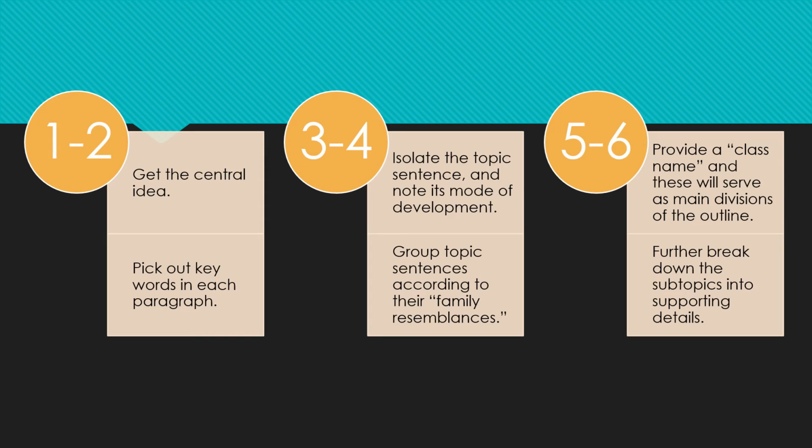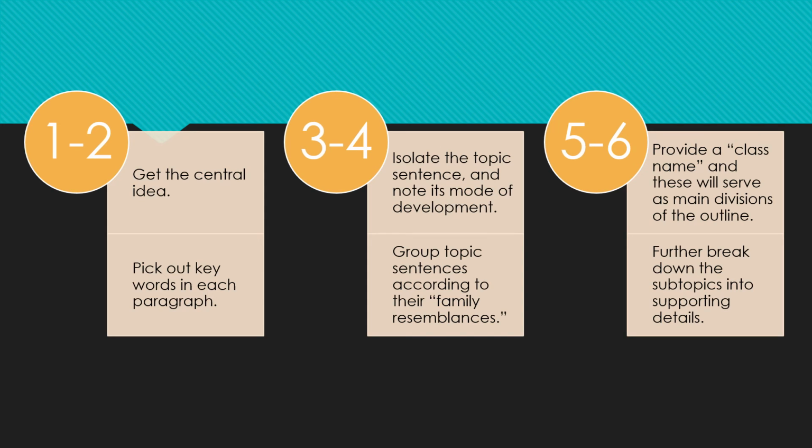Once you have all the topic sentences, see how they are similar. Find the similarity. Okay. And that will be the family. It's like a branch. Okay. However they are similar, that can serve as the main idea. And then once you have that, you are able to draw the main idea, or the family resemblances. That will be the class name.